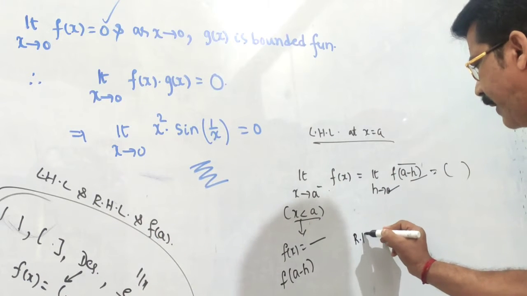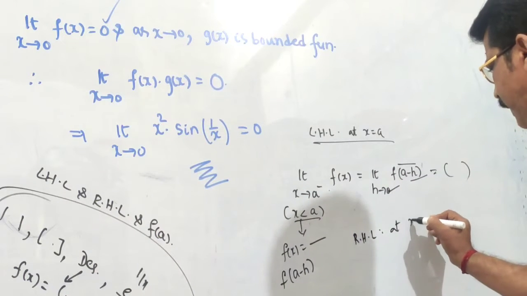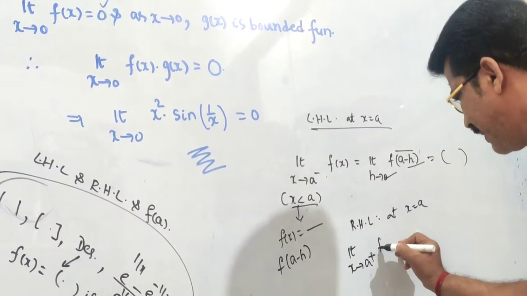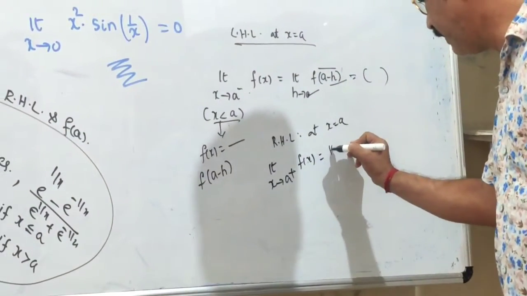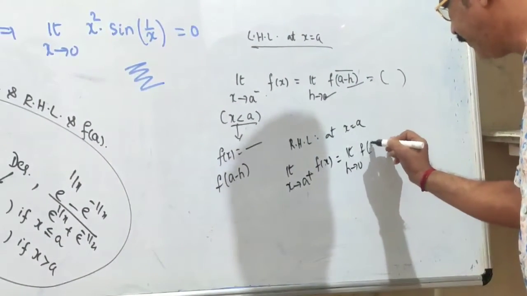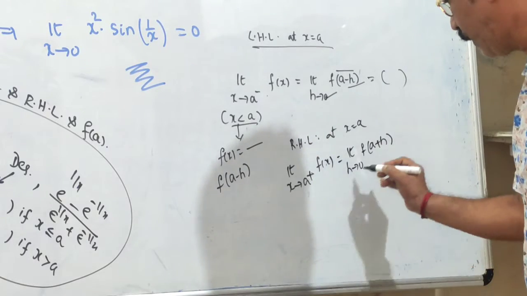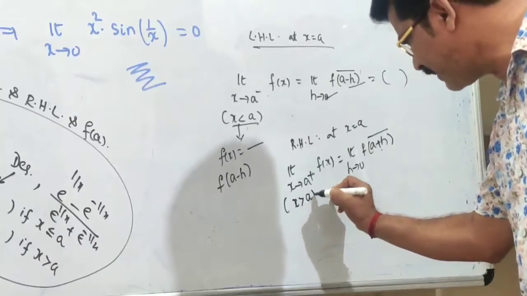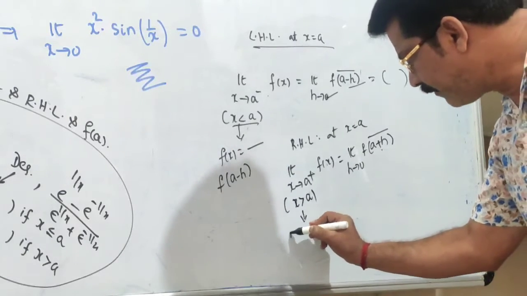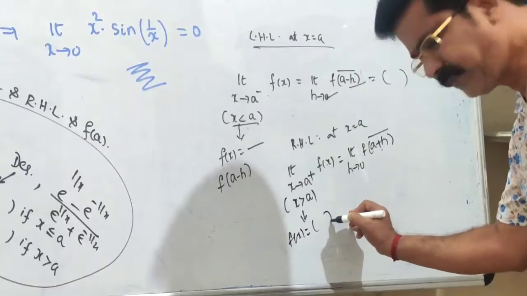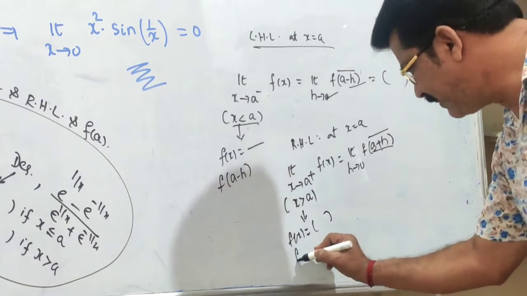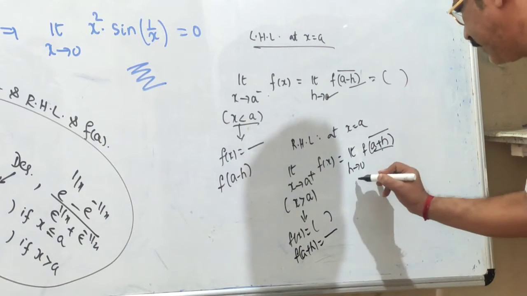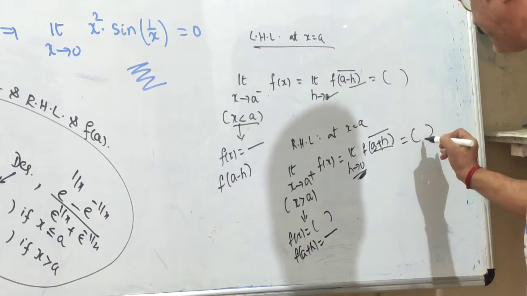Next, the right hand limit at x equals a. The notation is limit x tends to a plus of f of x. The formula is limit h tends to 0 of f of a plus h. How can we find this value? Before that, you find this area. It is x greater than a. In this area, what is f of x? Find it out from the question. After that, write the value there itself, f of a plus h, copy here, put h equal to 0 and obtain the value.